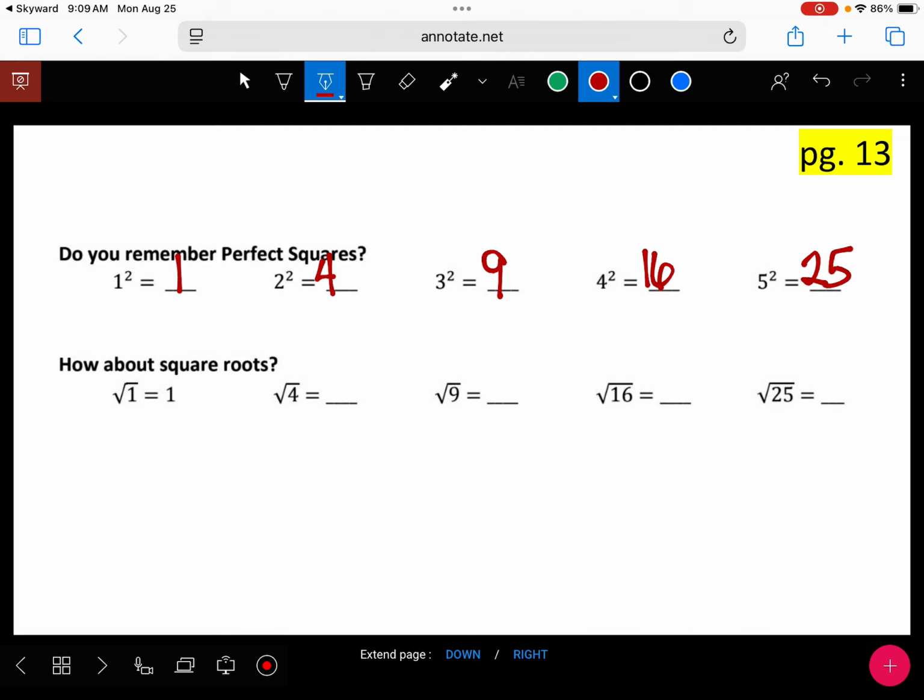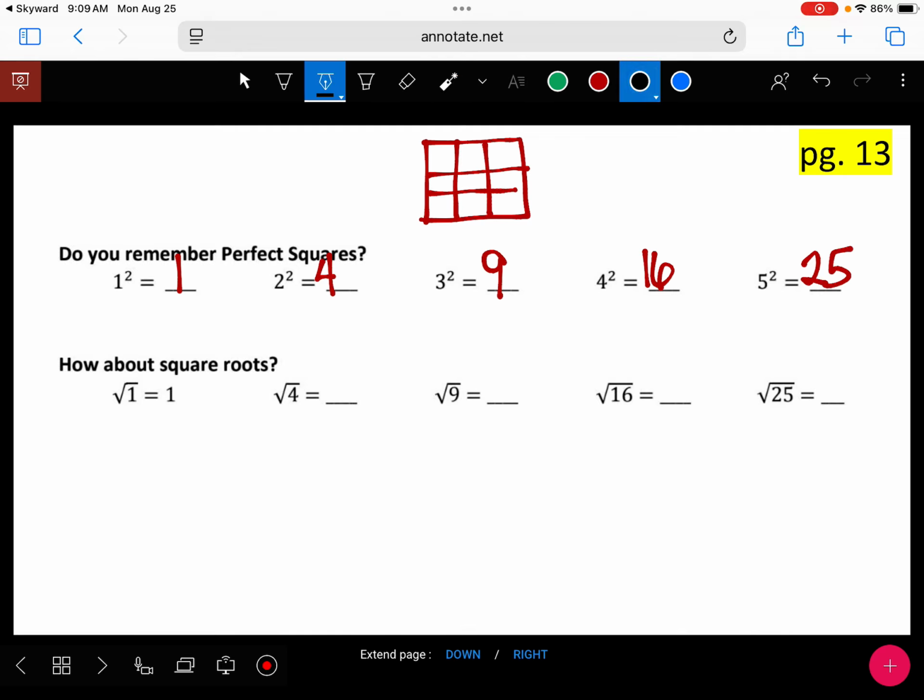Because if you were to make a box, and you don't have to draw it, but if I make a box where there are 3 squares going down and 3 squares going across, it would be a perfect square. It wouldn't be a rectangle because the sides are equal. We know that in a square, all sides are equal. That's why we call it a perfect square.